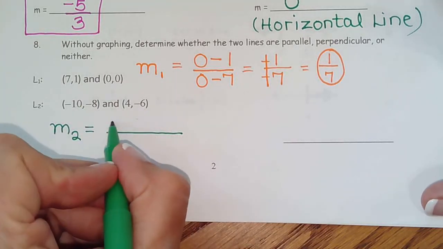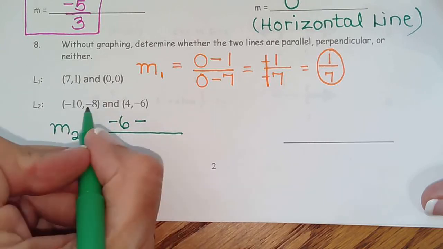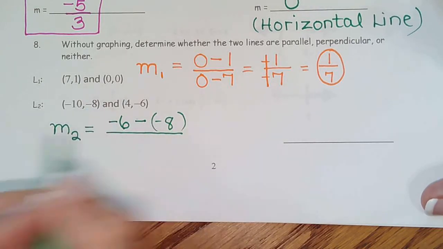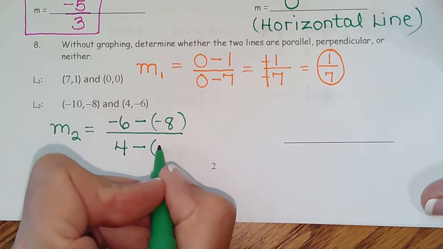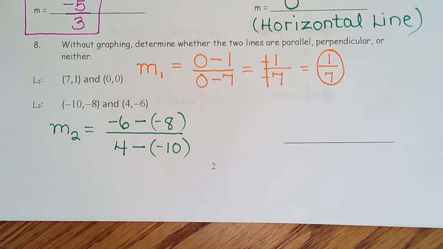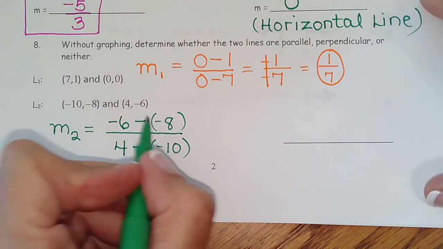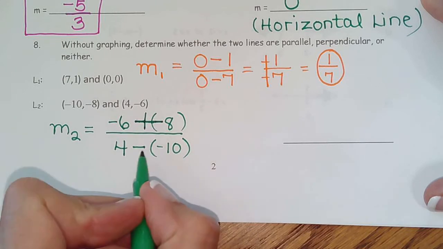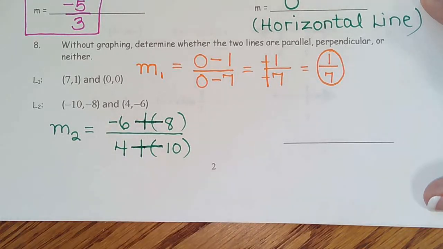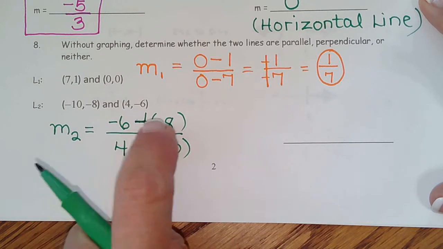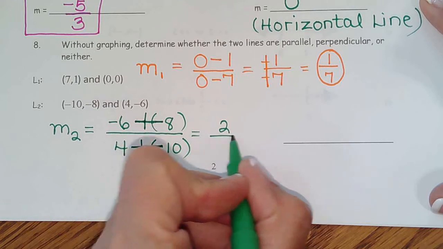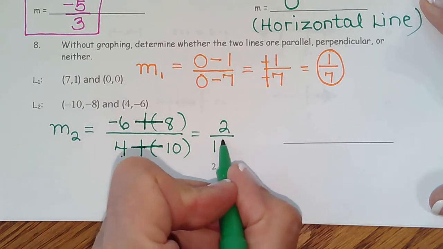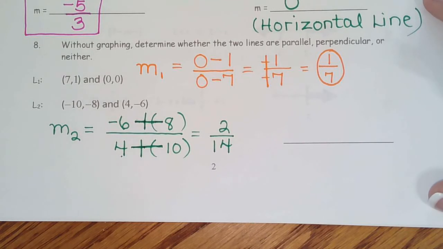So second y, negative 6, minus the first y, negative 8. Second x, 4, minus the first x, negative 10. So we got a couple double negatives there we need to take care of. So we'll just make that a big plus sign, and we'll make that a big plus sign. So now it's negative 6 plus 8, or you could say 8 minus 6, which is 2, and 4 plus 10, 14. But as we discussed in class, we can't leave slope not simplified.